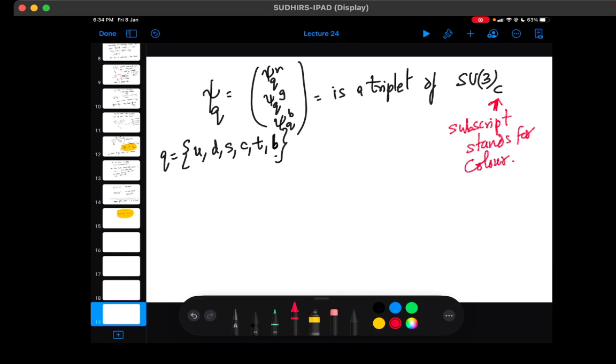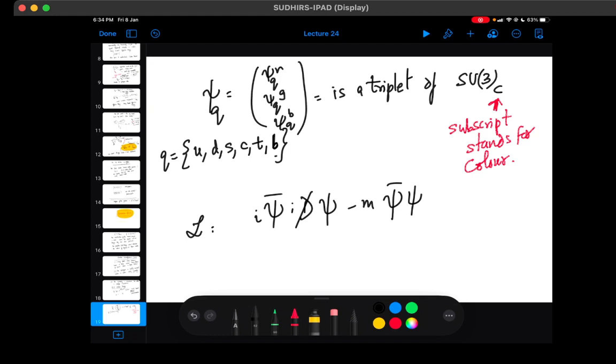Now with this I want to write down my Lagrangian. Let me write down initially how it will look. The Lagrangian would be i ψ-bar i D-slash ψ minus m ψ-bar ψ. That's it. This is your Lagrangian, summed over all quarks Q.